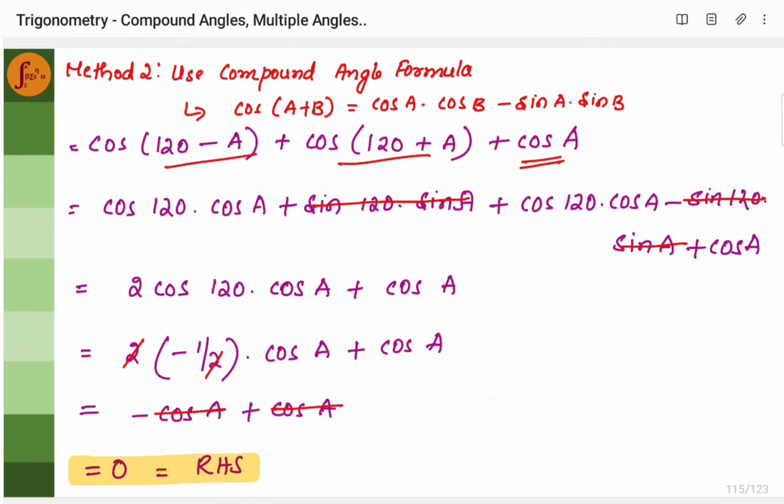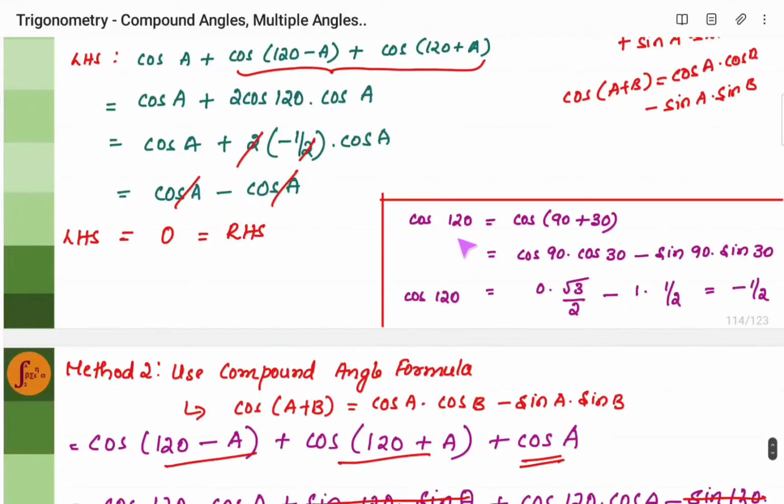What is cos 120? So here's the calculation for cos 120. How will we calculate cos 120? Cos 120 is cos 90 plus 30, right? We can split it up like this, 90 plus 30. And then we'll use the cos a plus b formula, cos 90 cos 30 minus sin 90 sin 30, right? Now cos 90 is 0, cos 30 is root 3 by 2, sin 90 is 1 and sin 30 is half. So you'll get cos 120 is minus half.